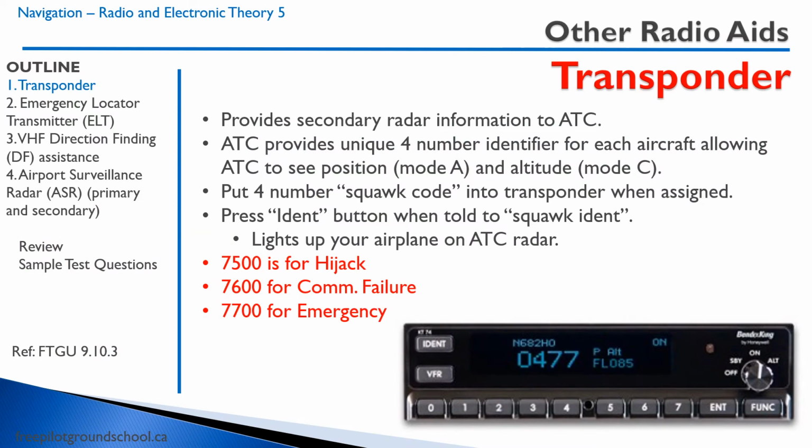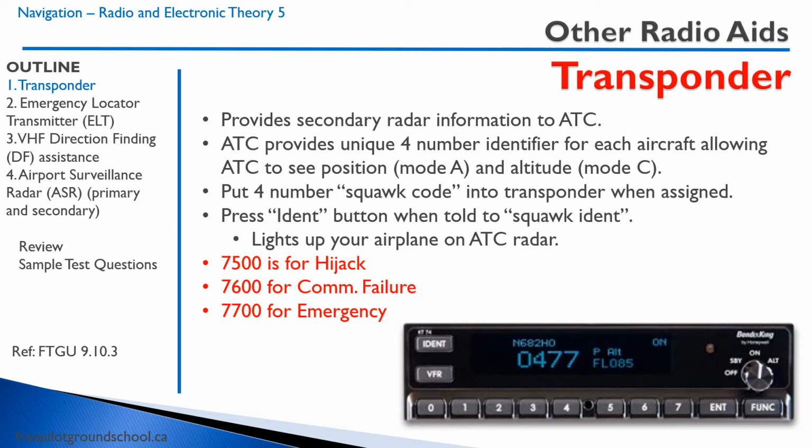Let's first talk about the transponder. The transponder provides secondary radar information to air traffic control. They give you a code. In this case, you can see they've given a code of 0477. They see that code and their computer correlates that with your aircraft identification. And it tells air traffic control how high you are, where you are, your registration, how fast you're going.